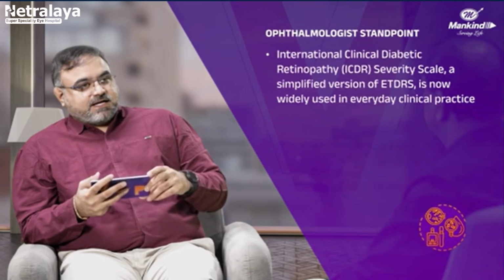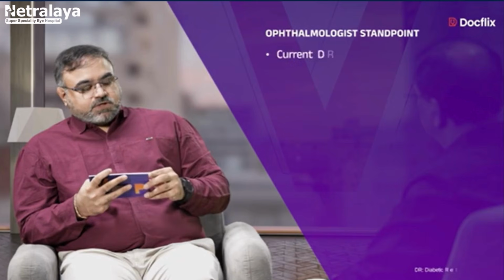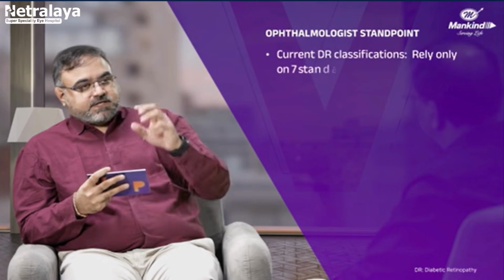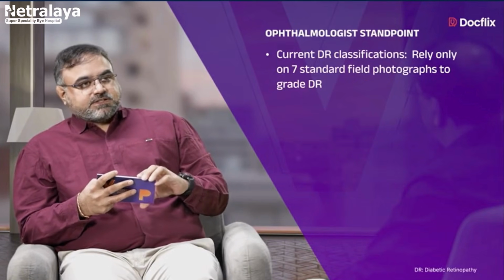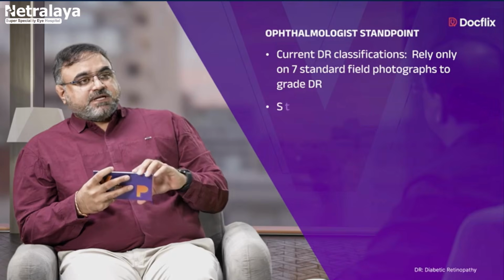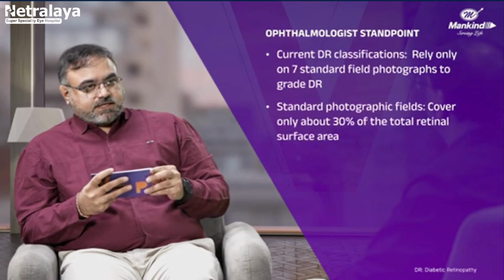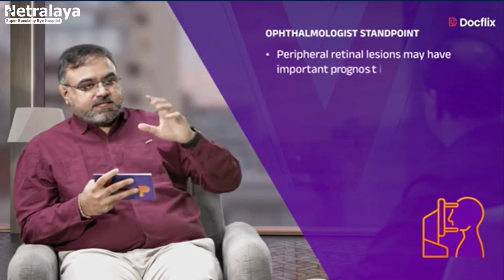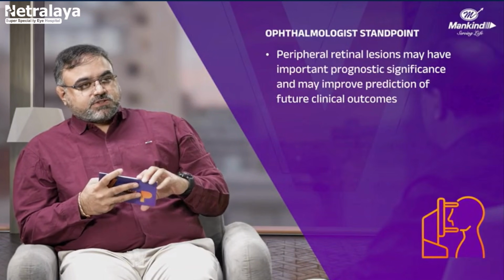Even these ETDRS and ICDR classifications are around 2 to 3 decades old. As I have already mentioned, we take 7 retinal photos in the ETDRS classification, and then we check the scale of diabetic retinopathy. But this only gets us about 30% of the retina that we are capturing. Basically we are leaving out all the peripheral retina, and many times this peripheral retina gives us clues about the prognostication of this retinopathy.